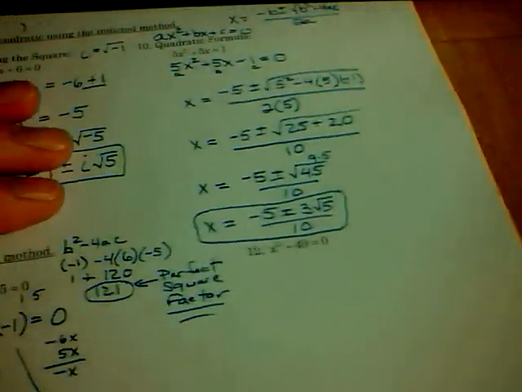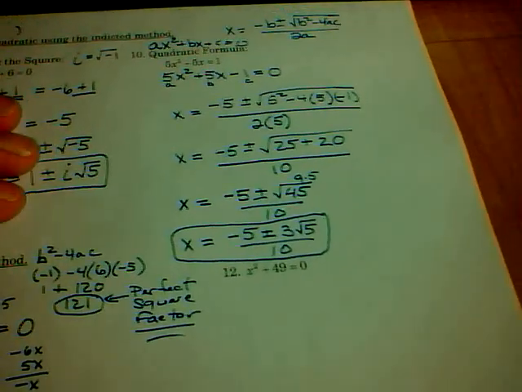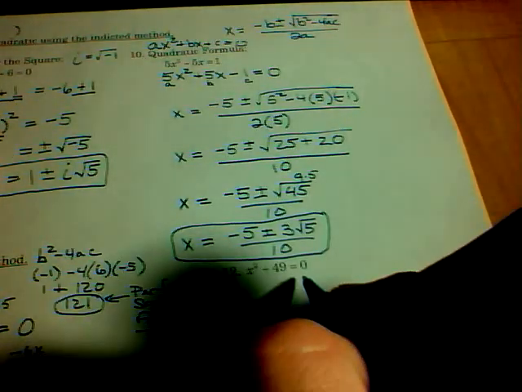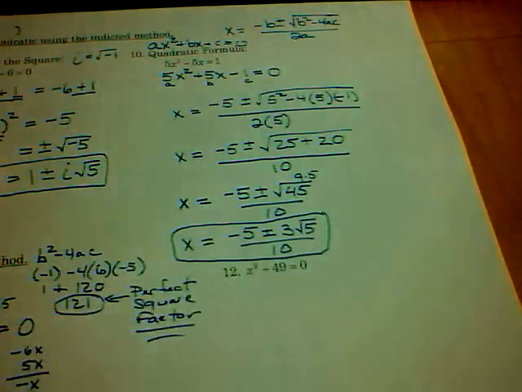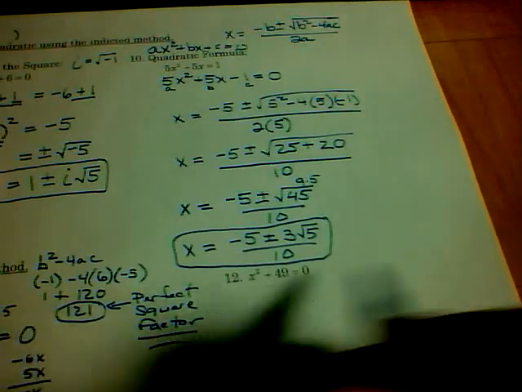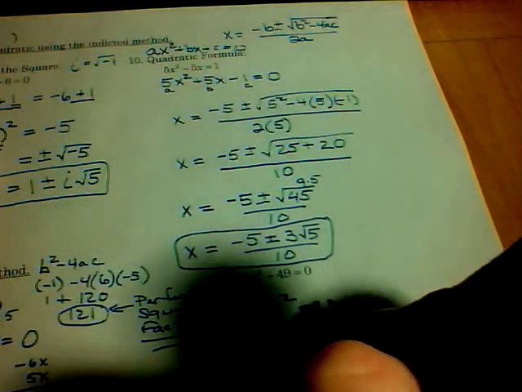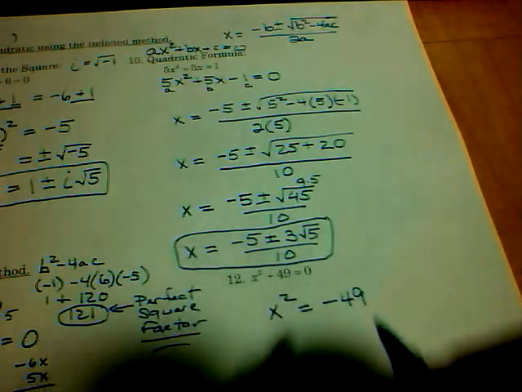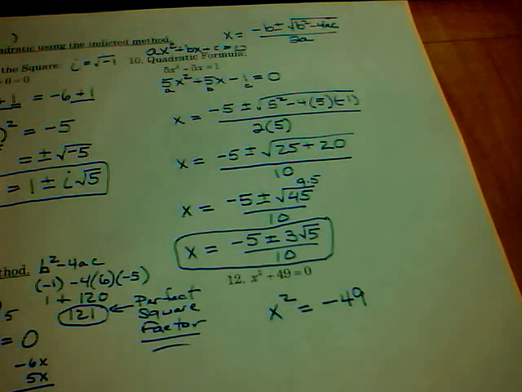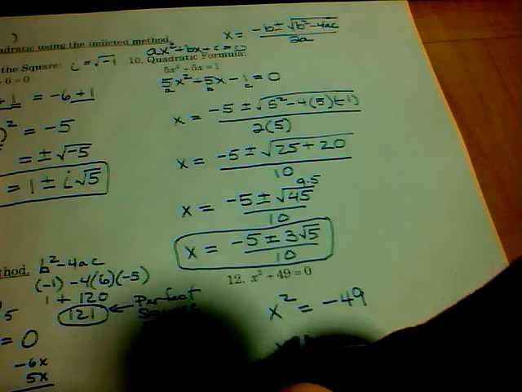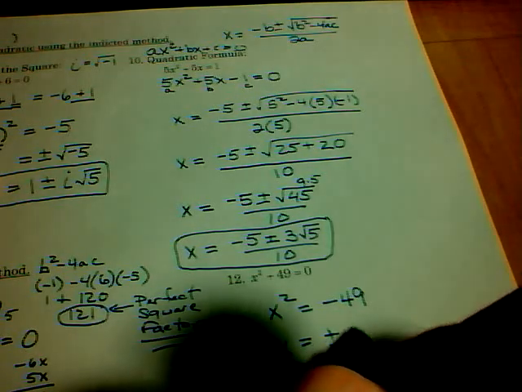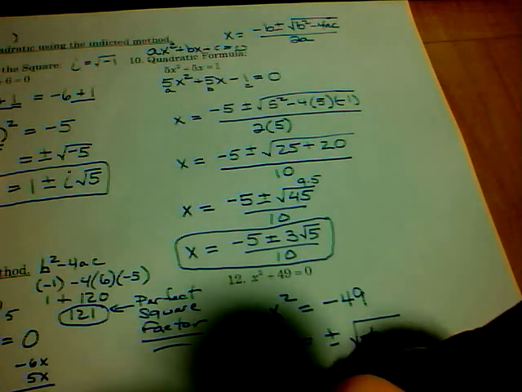Okay. The last one here, number 12, looks, since there's just an x squared, probably the easiest route to go here would be just using square roots. So I'm just going to do that. I'm going to bring the 49 to the other side. It becomes a -49. So if something times itself equals -49, so we take the square root of each side, remembering there's two cases, a positive and a negative.